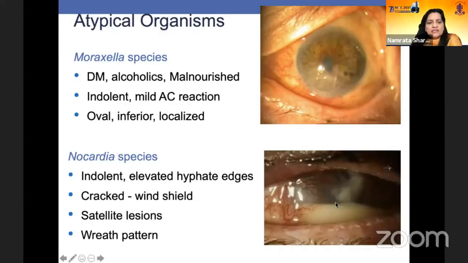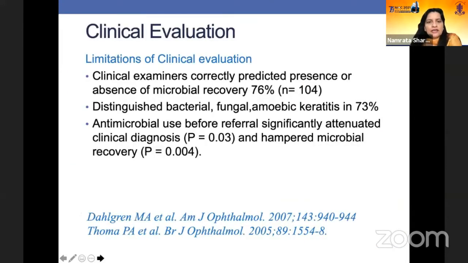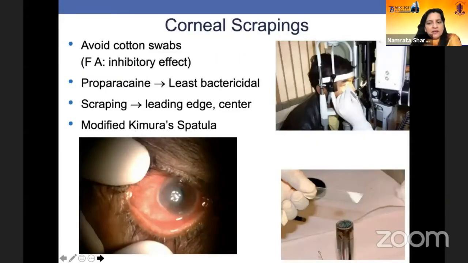And the Nocardia ulcers have indolent or elevated hyphate edges with a cracked windshield-like appearance. Satellite lesions are there, and they have a classical wreath-like pattern. Clinically, examiners can only predict what the ulcer looks like microbiologically in about three-quarters of the cases. So microbiology remains the mainstay for all cases of microbial keratitis.